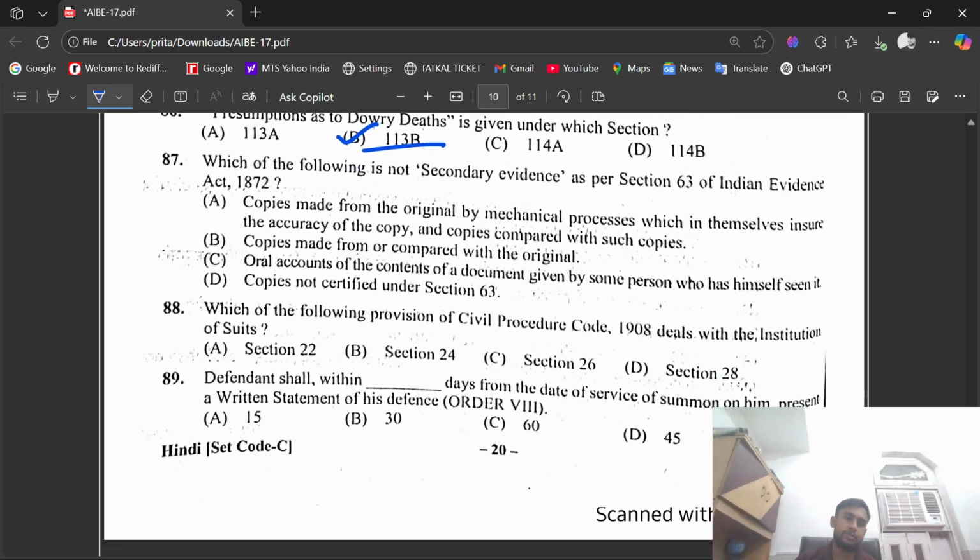Question number 87. Which of the following is not secondary evidence as per section 63 of Indian Evidence Act 1872? The right option is option D, copies not certified under section 63.